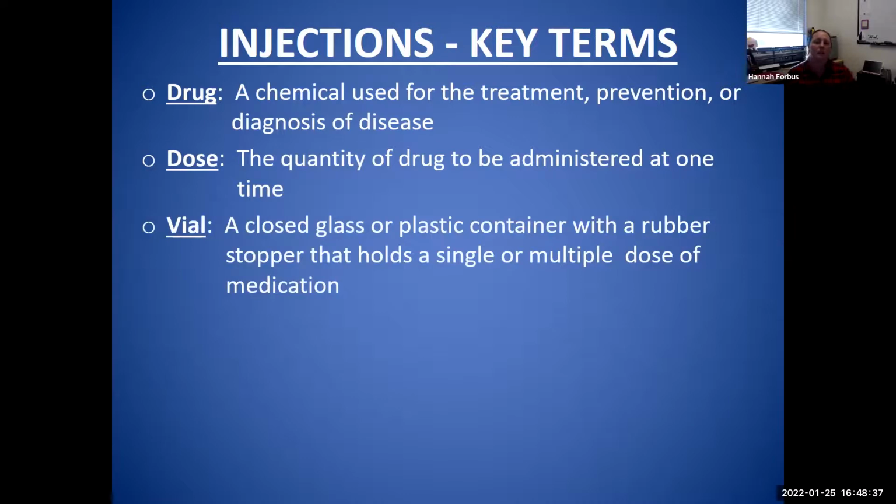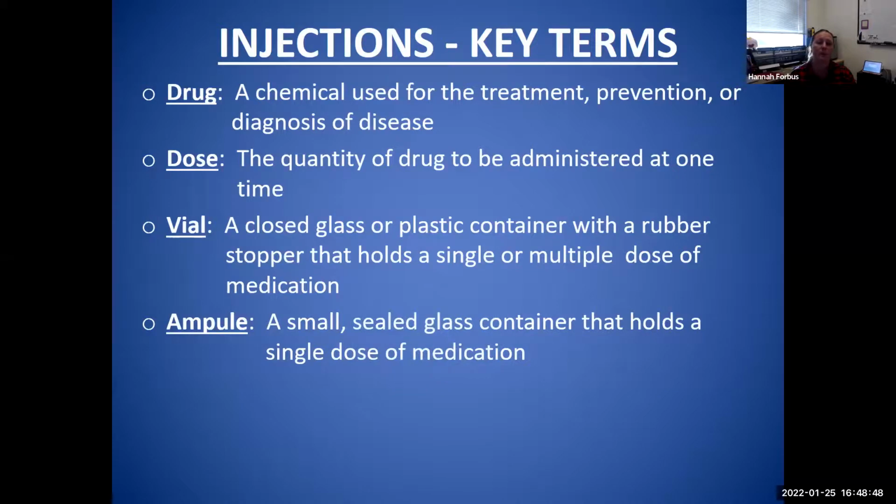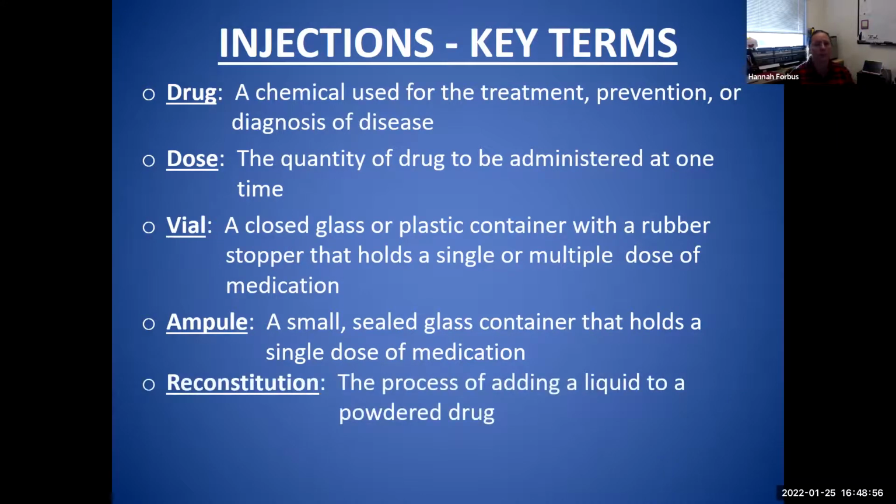A vial is a closed glass or plastic container with a rubber stopper that can hold either single use or multiple doses of a medication or immunization. An ampule is a small sealed glass container that holds a single dose of medication. Reconstitution is the process of adding a liquid to a powdered drug.